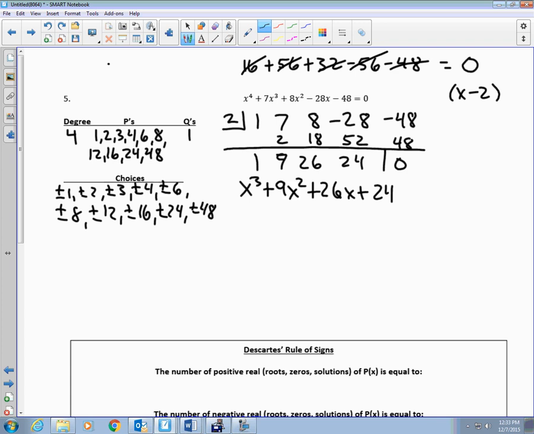So let's try -2. What's -2 to the third? -8. -2 squared is 4 times 9 is 36. -2 times 26 is -52, and plus 24. And it looks like -8, -52 make -60, and then positive 36 and positive 24 make positive 60, and those will cancel. So therefore, x plus 2 is another factor.